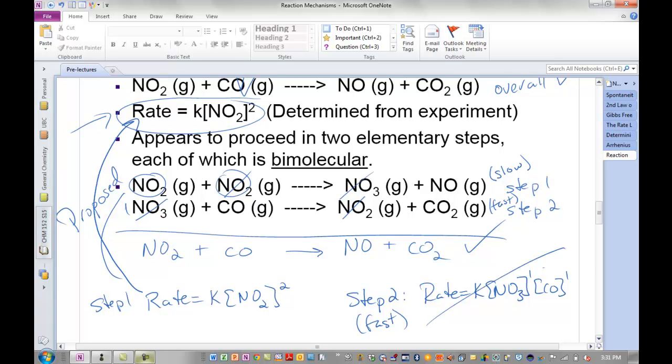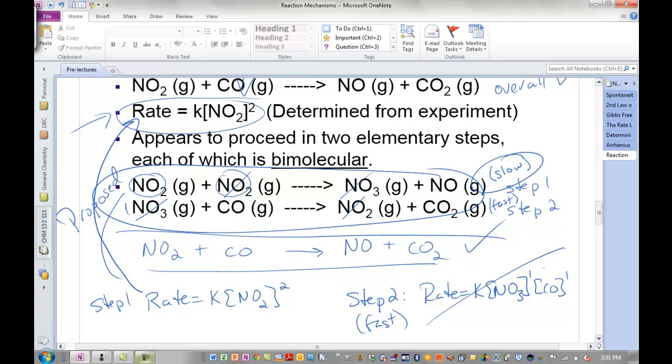What do we look for? Do the steps add up? Do the elementary steps add up to the overall reaction? Check. Does the rate law written directly from the slow elementary step, the rate determining step, match experimental? In this case, check. What do we say? It's a valid mechanism.